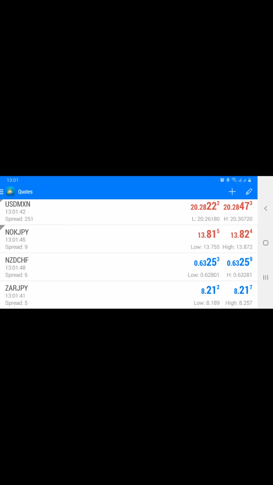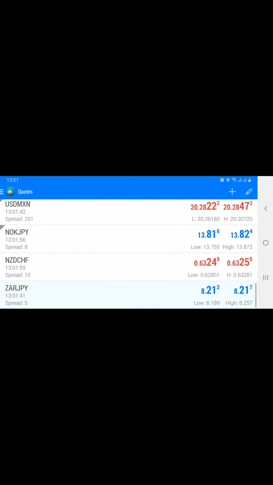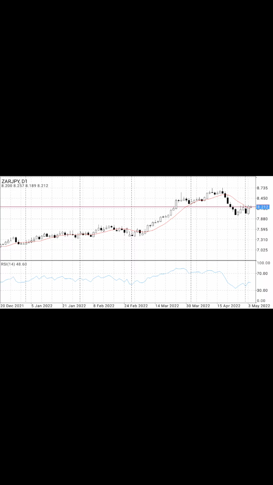Today I'm going to be analyzing another asset, and this asset is... Let me show you the symbol properties of the asset. No, that's not the asset. This is the asset. Oh, that's the chart. Let me show you the properties.